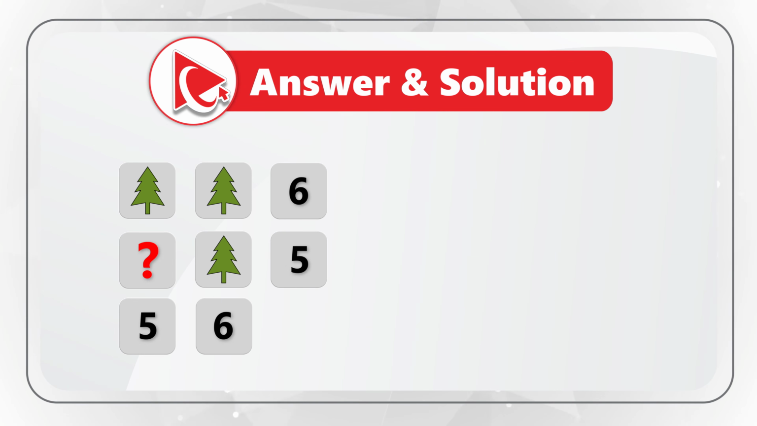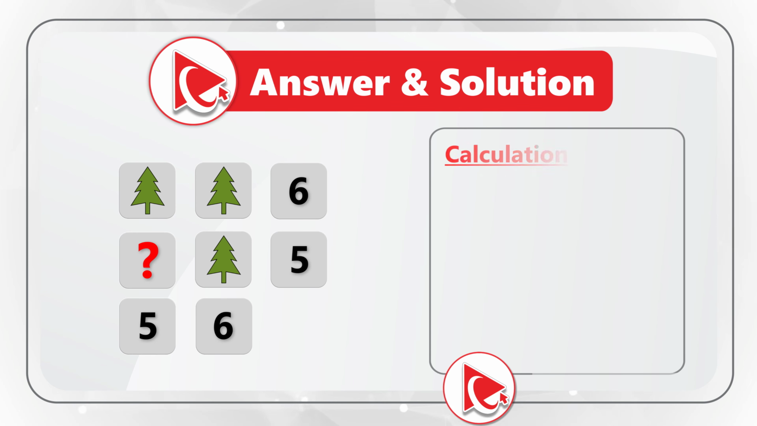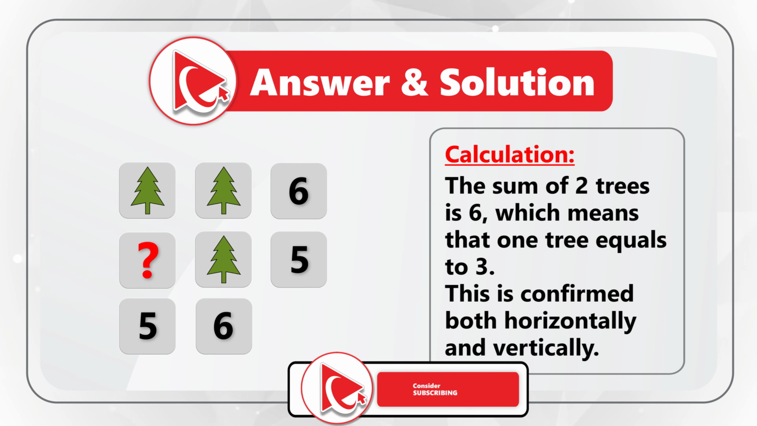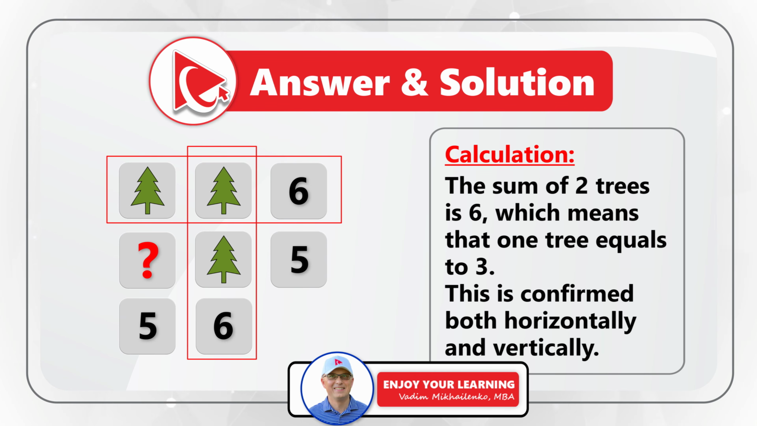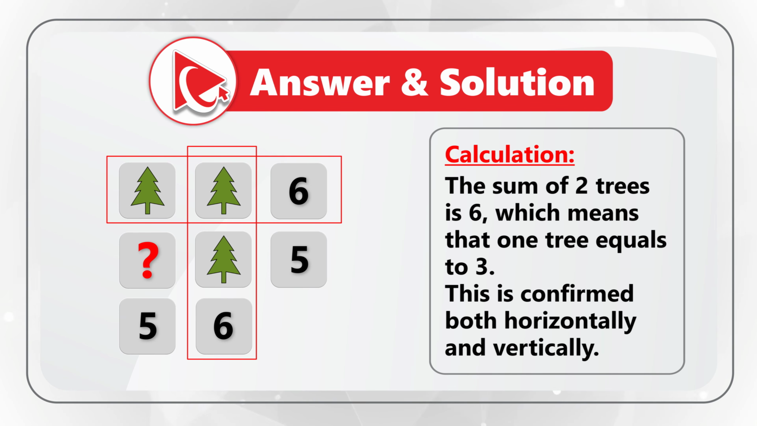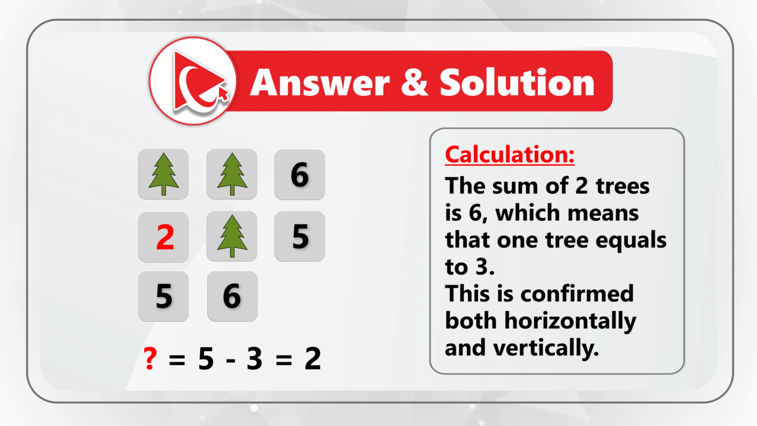As you might have guessed, what we see in the picture are mathematical expressions. For example, the sum of 2 evergreen trees is 6, which is represented by the top row. The same is true for the middle column. Sum of 2 evergreen trees equals 6, which means that 1 evergreen tree equals 3. Now we can calculate the missing number, which would be the result of 5 minus 3, which would be equal to 2. So the correct answer here is choice A, 2.